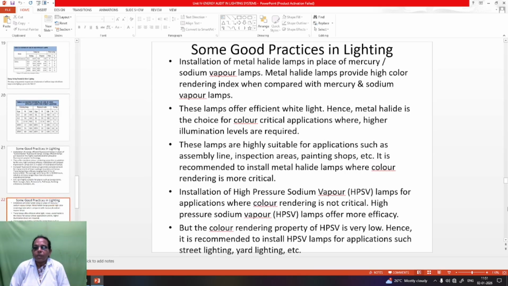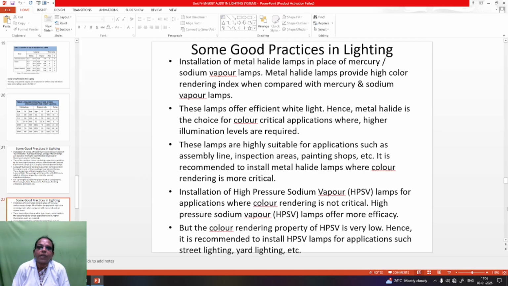Some good practices in lighting. Installation of metal halide lamps in place of mercury and sodium vapor lamps. Metal halide lamps provide a high color rendering index when compared with mercury and sodium vapor lamps. These lamps offer efficient white light. Hence, metal halide is the choice for color critical applications where higher luminance levels are required. These lamps are highly suitable for applications such as assembly line, inspection area, painting shop, etc.